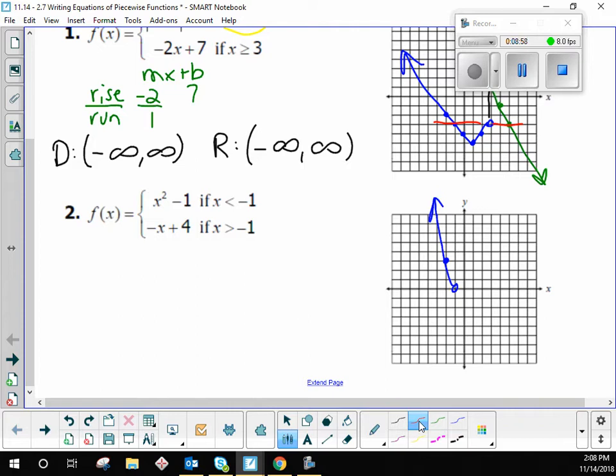And the next part is linear, negative x plus 4. I like to do mx plus b, which means my y-intercept is 4. My slope is negative 1 over 1. So I'm going to go down 1, to the right 1. So I'll plot the 4 first.